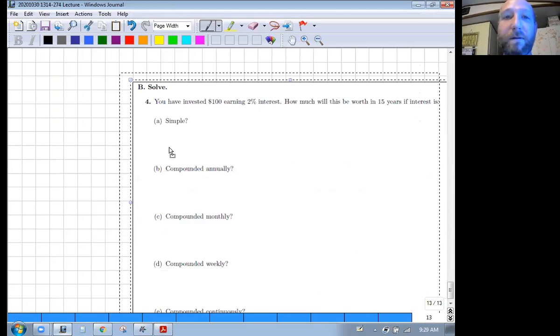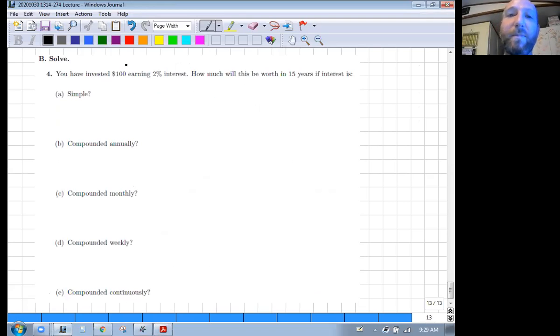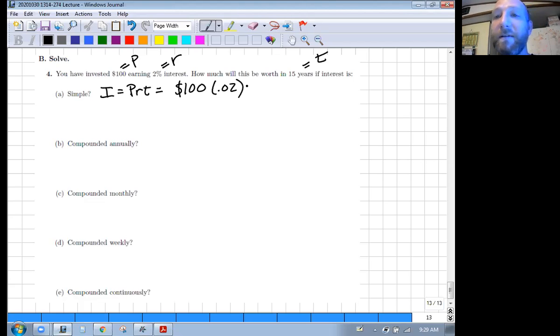All right, we've invested $100. That's our principal at 2% interest. That's our interest rate. How much will it be worth in 15 years? All right, that's our time. If the interest is simple, well, our interest, I = Prt, right? We have $100 times 0.02, our interest rate, times 15 years.